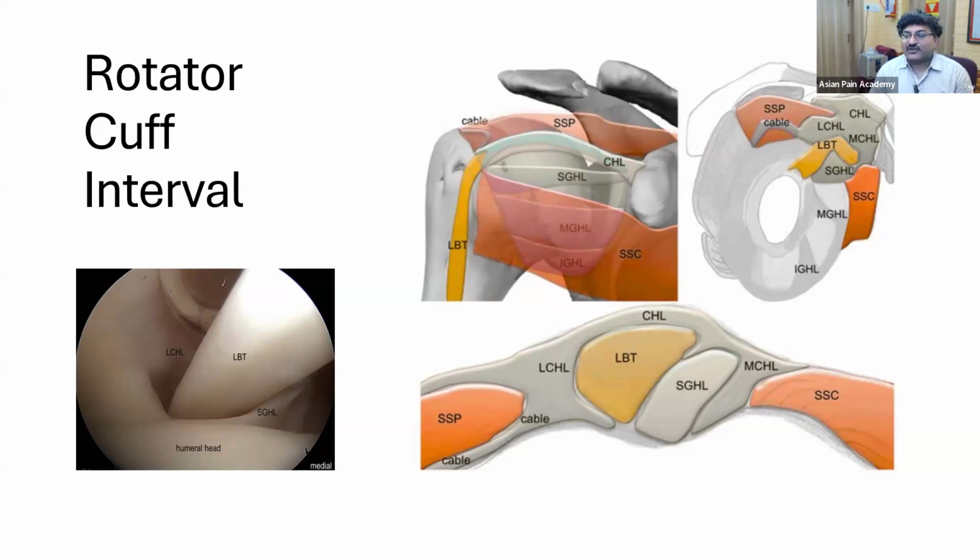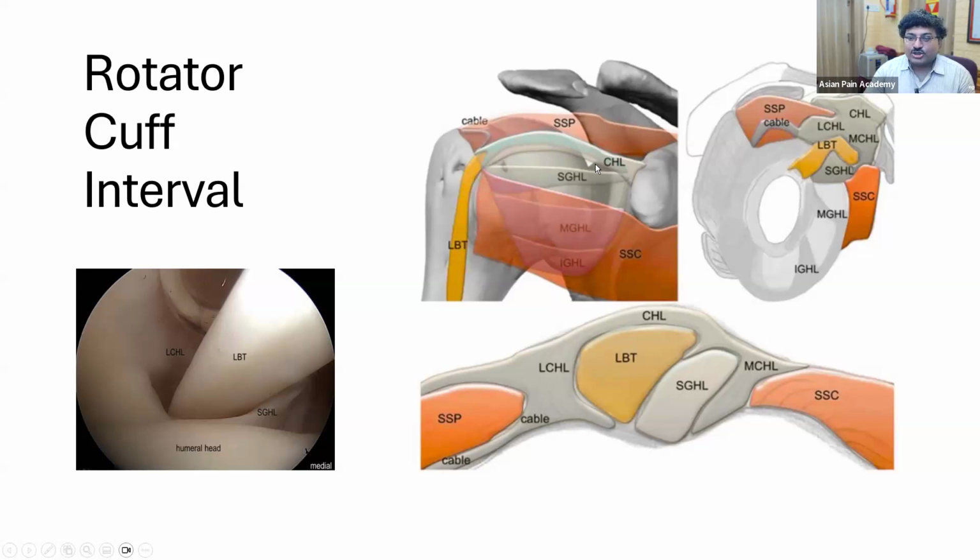Now, what is the rotator cuff interval? I am just saying in simple words, remember one tendon that comes from within the shoulder joint. This tendon is the long head of the biceps tendon. So here the long head of the biceps tendon from the supraglenoid tubercle is coming and going out through the intertubercular sulcus. That means in between the greater tuberosity and lesser tuberosity.